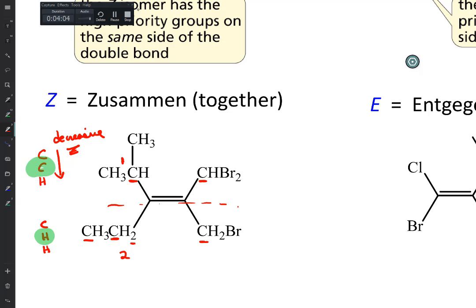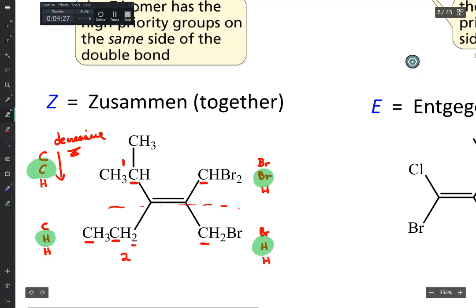All right, sorry, I did it already. It's Br and H. And so that kind of already told us what it is. This is Br, H, and H. And so where does the tie get broken? On the second Br, right? So we're comparing those two. So this is 1 here, and this is 2.